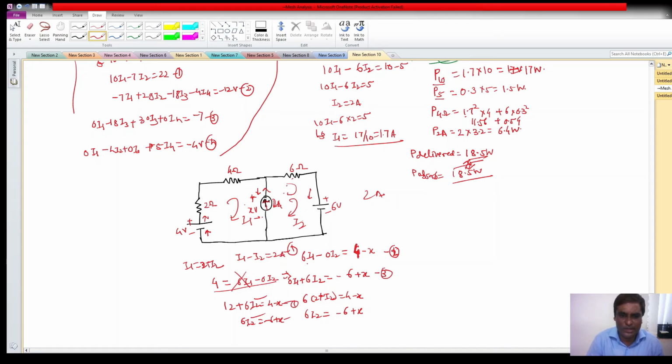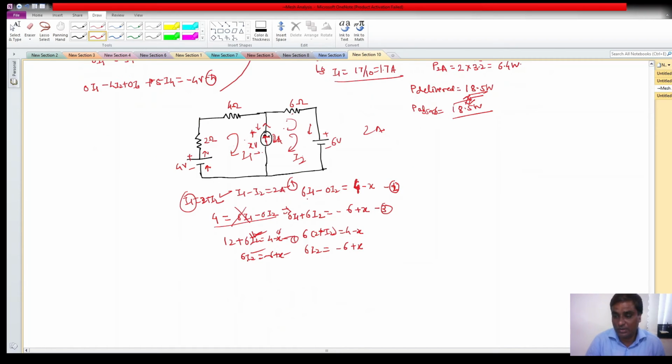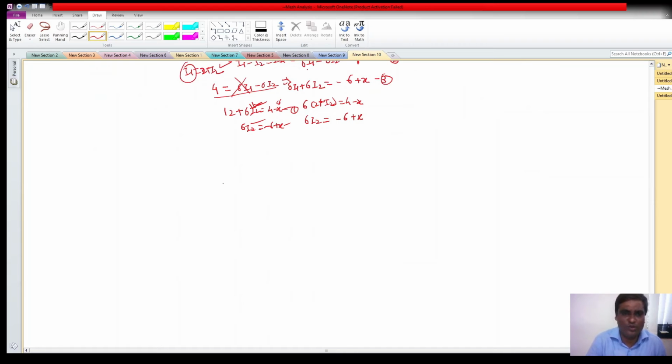So with this you will get the voltage drop across the current source, as well as you will be able to know the value of I2. Okay, and once you know I2, you will be able to know the value of I1. So this way you can solve the network, instead of thinking to convert the current source into a voltage source. That is not a good way to solve it, otherwise it will be complicated.